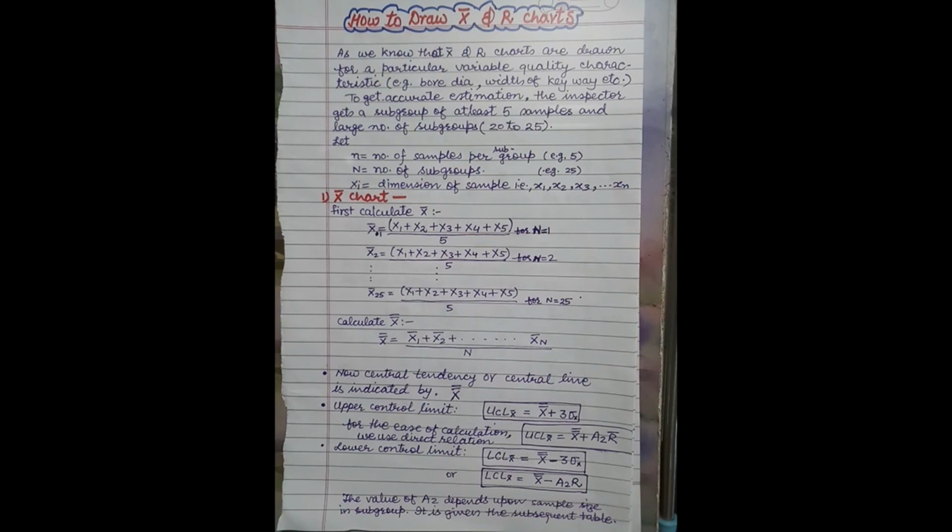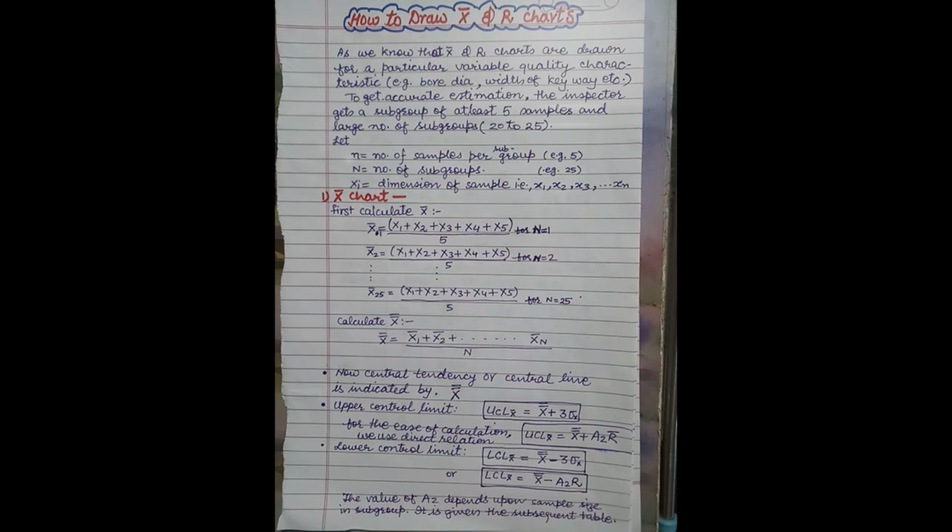If the sample size lies between 1 to 10, we draw, we study X bar and R chart. So here we want to draw first the X bar chart. Suppose the inspector has chosen 5 samples per subgroup and the total number of groups he has taken is 20 or 25.